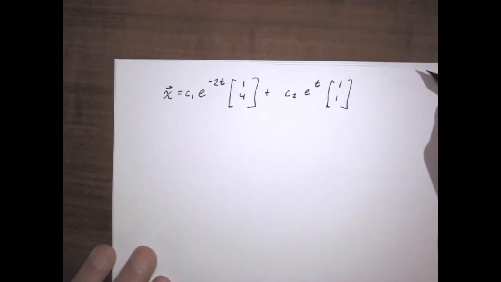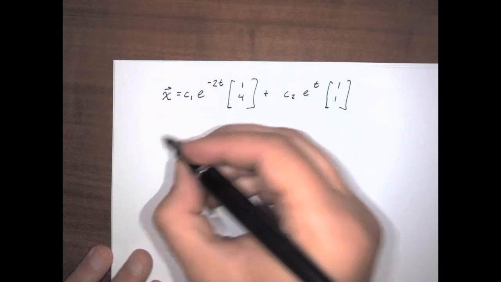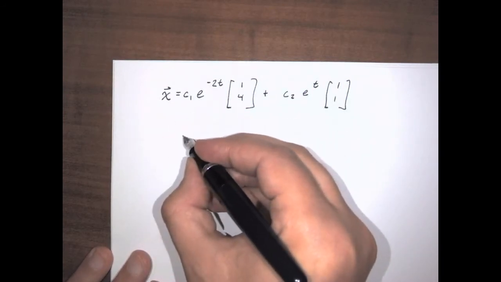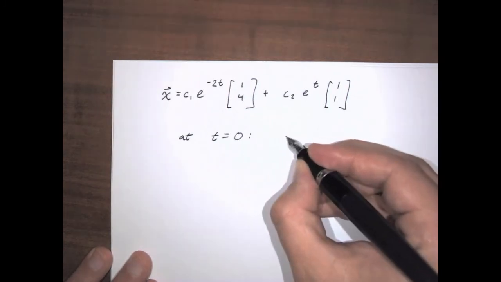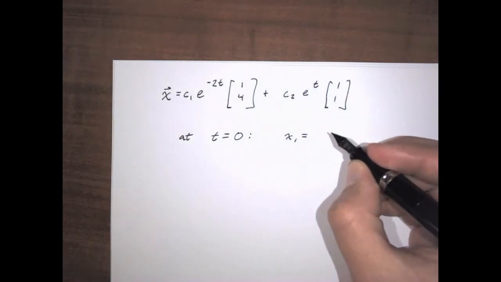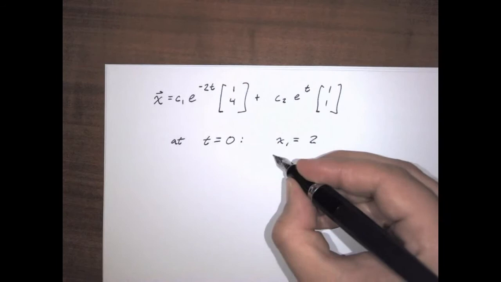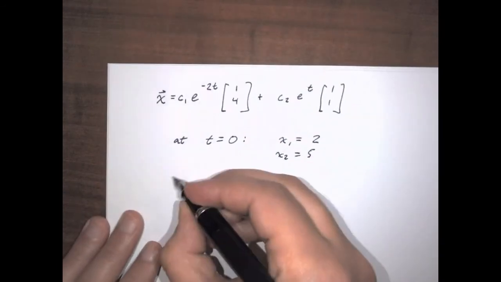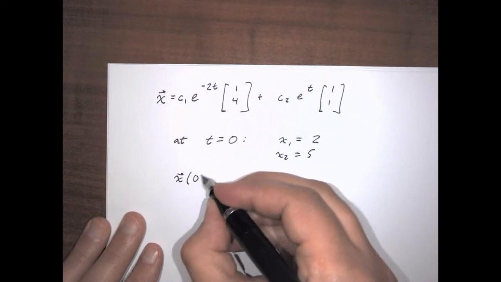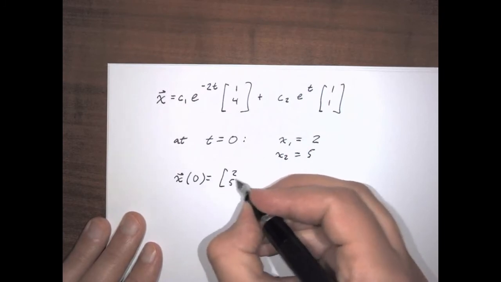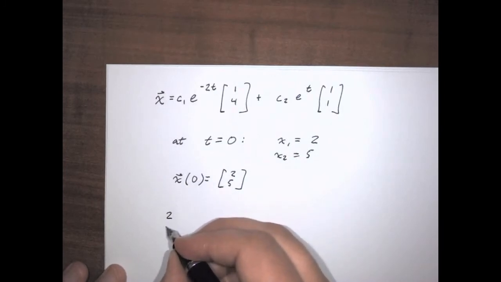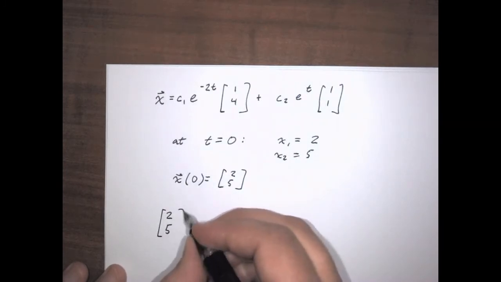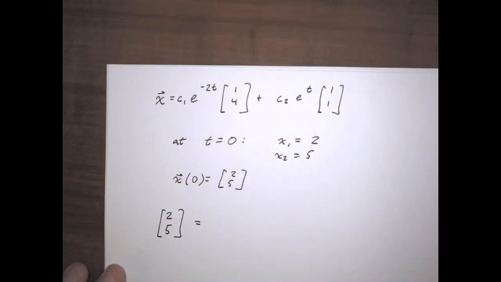Now, I know that at t equals 0, x1 equals 2 and, by assumption, x2 equals 5. So that means x of 0 is (2, 5). So I can set equal to 2 and 5 the result of plugging in t equals 0 here.